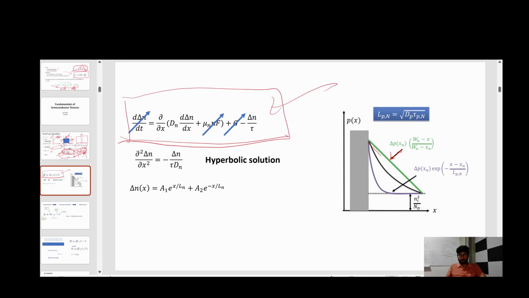One minute, sir. This is a derived equation. So let us see each component of the equation. Sir, the first part will be the diffusion, the second part will be drift, then generation and recombination. This is the diffusion, this is the drift, this is the generation, this is the recombination, and this is the change in the carrier concentration with time.